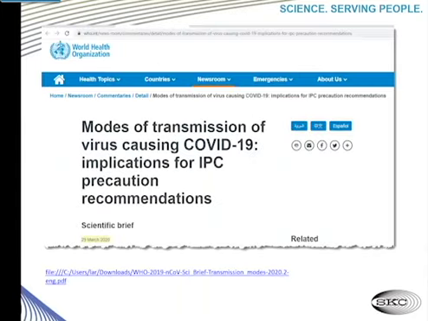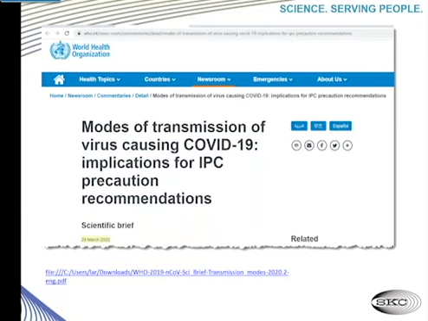Okay, now we're going to talk a little about research papers here. The WHO had a recent scientific paper titled "Modes of Transmission of Viruses Causing COVID-19: Implications for Infection Prevention and Control Precaution Recommendations," or IPC. In this paper, there are some good points to mention regarding aerosol and airborne transmission.